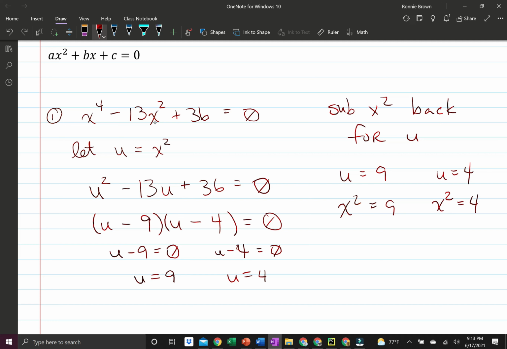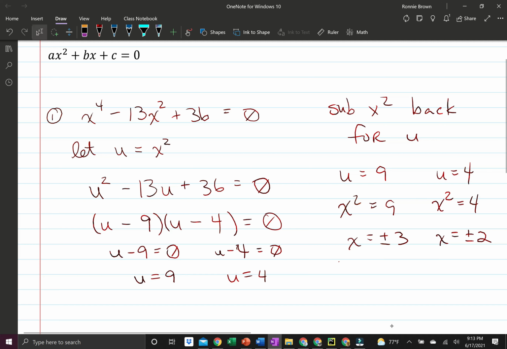Taking the square root of both sides, you'll get x is equal to plus or minus the square root of 9, which is 3. X is equal to the square root of 4, which is plus or minus 2. And remember, when we take square roots, now we take the plus and minus roots, right? Why is that? Because positive 3 times positive 3 will get you this positive 9, as will negative 3 times a negative 3. Same thing for the positive and negative 2.